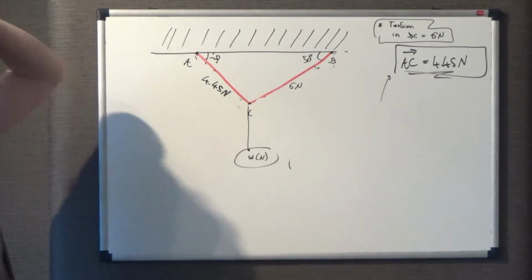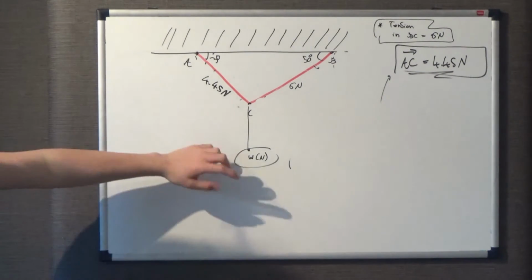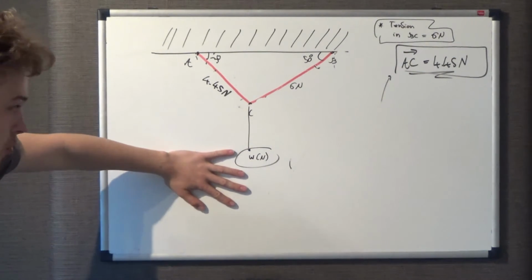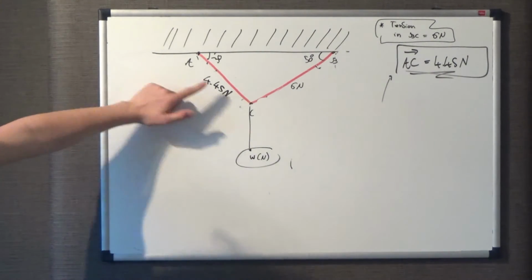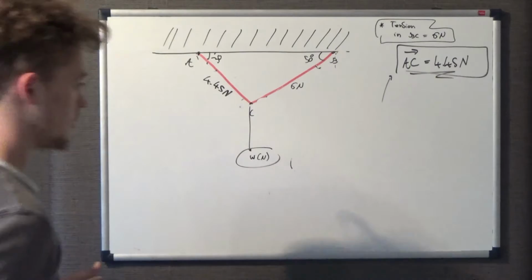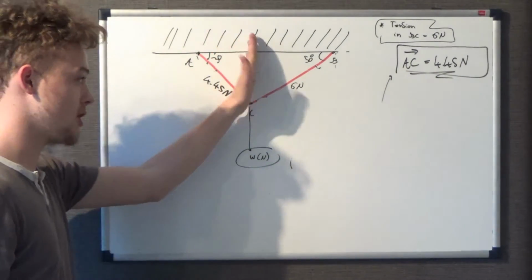Now we need to resolve the vertical components. Obviously this only has a vertical component, the weight. It's only acting downwards, it's not acting to the side. Whereas these two are angled. So just like we had to work out their horizontal component, we have to work out their vertical component.